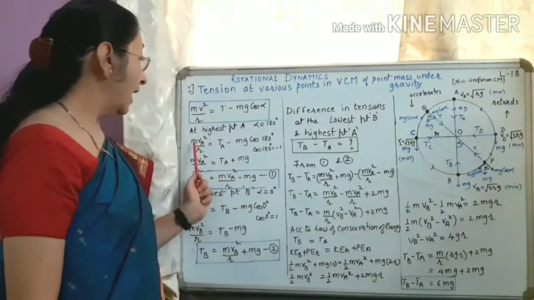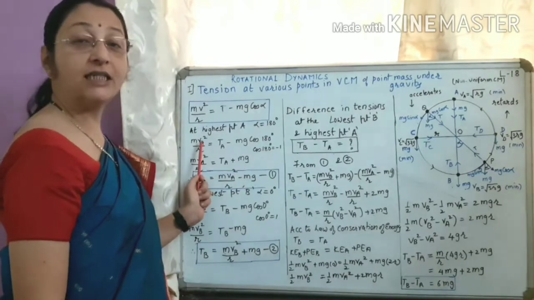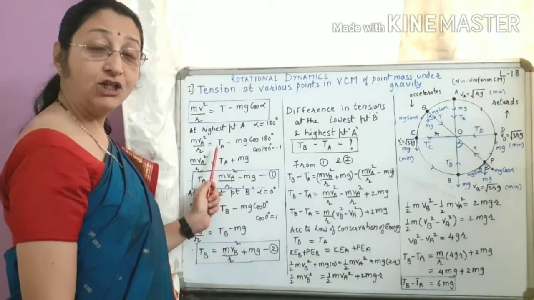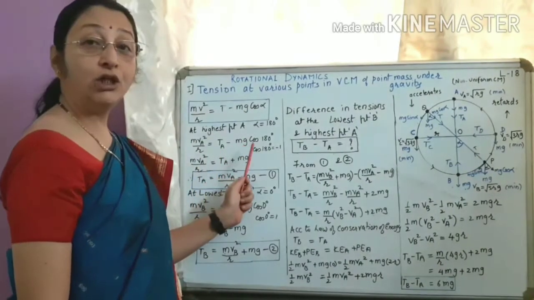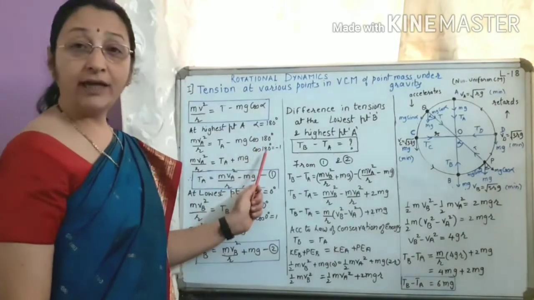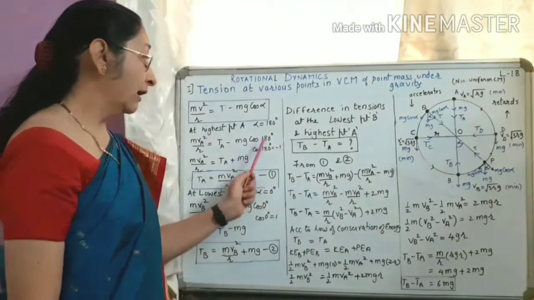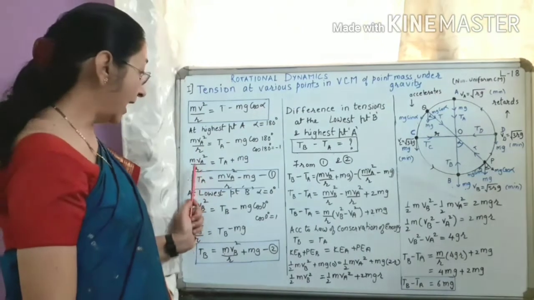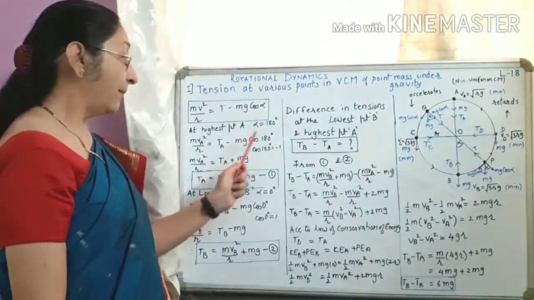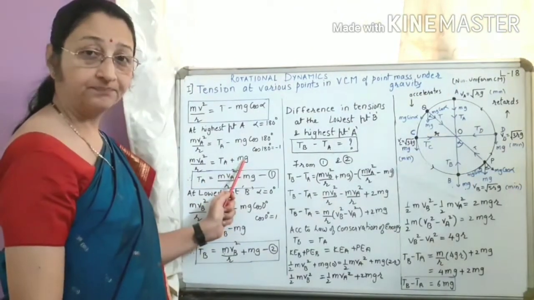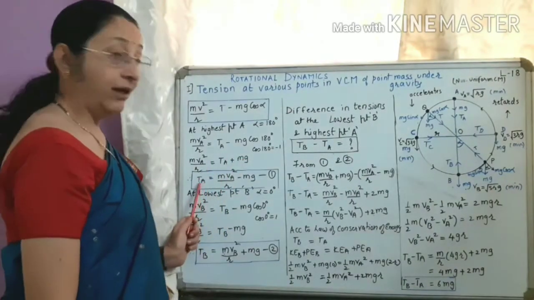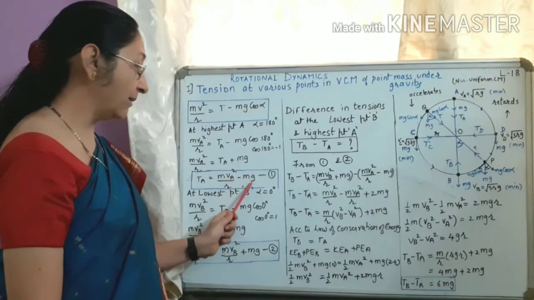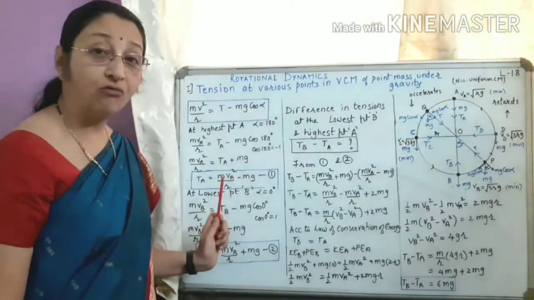Hence, we write here mVA, where VA is the velocity at highest point A. So, mVA square upon R is equal to TA, tension at highest point A, minus mg cos of 180 degrees. But since cos of 180 degrees is minus 1, we get minus into minus plus. So we write mVA square upon R is equal to TA plus mg. Now we rearrange for the tension at point A: TA is equal to mVA square upon R minus mg. This is equation 1.